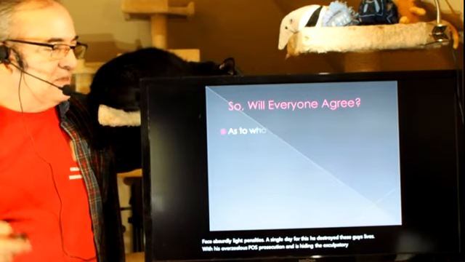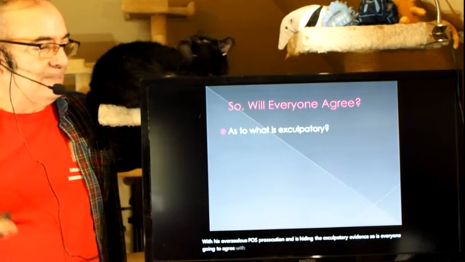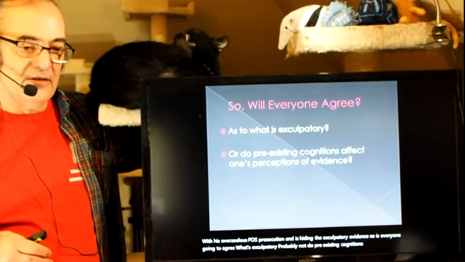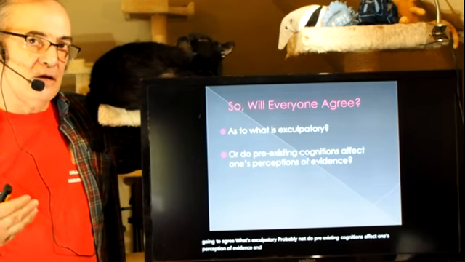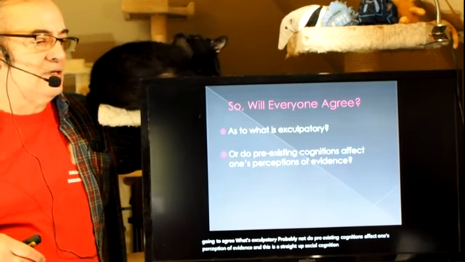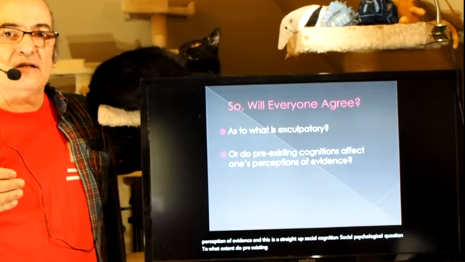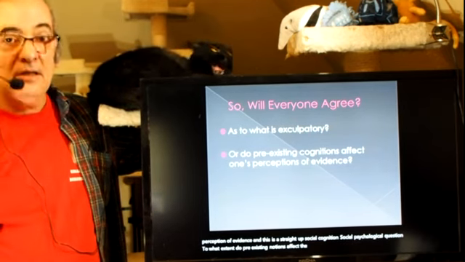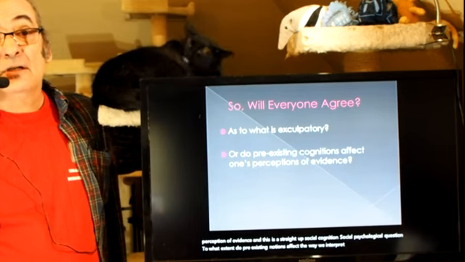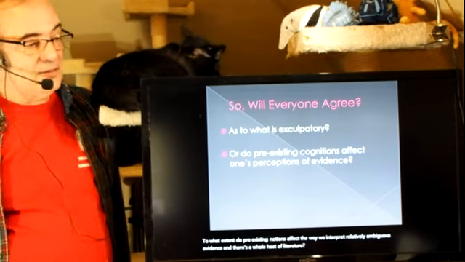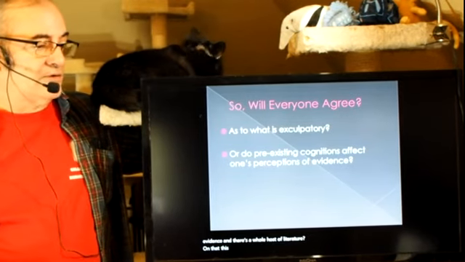So, is everyone going to agree what's exculpatory? Probably not. Do pre-existing cognitions affect one's perception of evidence? This is a straight-up social cognition, social psychological question. To what extent do our pre-existing notions affect the way we interpret relatively ambiguous evidence? And there's a whole host of literature on that that's available to you guys who are interested.